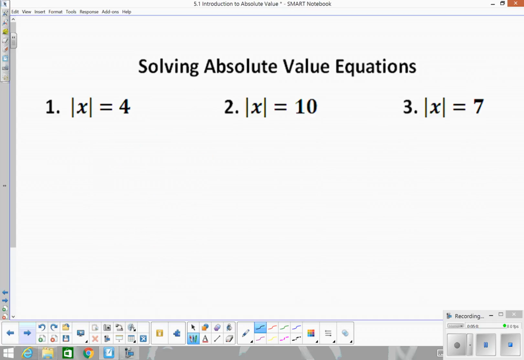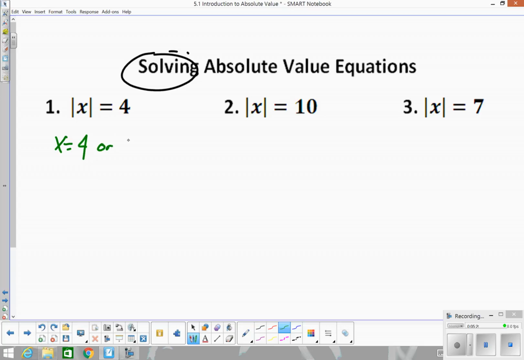Okay, so let's go ahead and solve these equations. When I solve an absolute value equation, it's very similar to solving an equation, but there's one difference. So if I plug in a value for x, how am I going to output a positive 4? Well, if I plug in a 4 into x, the absolute value of 4 is 4.